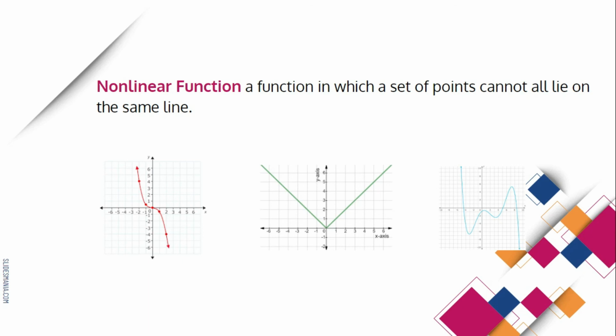A nonlinear function is basically the opposite of a linear function. This means that the graph of a nonlinear function is not a line. So the points of a nonlinear function lie on different parts of the graph, and they do not form a straight line.